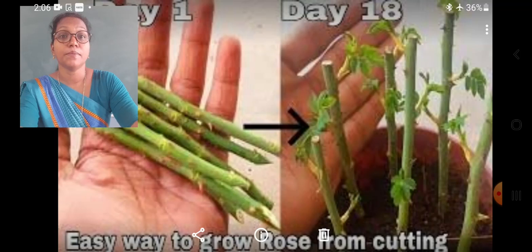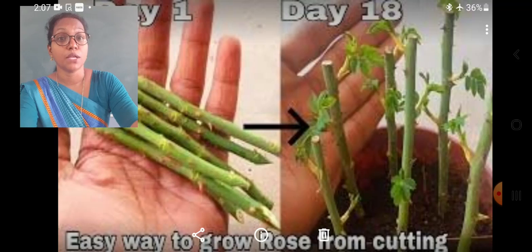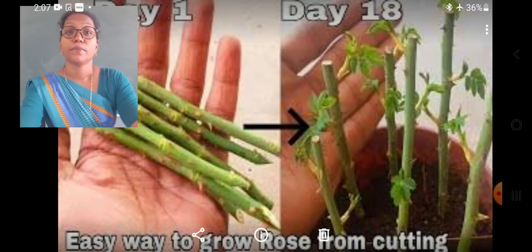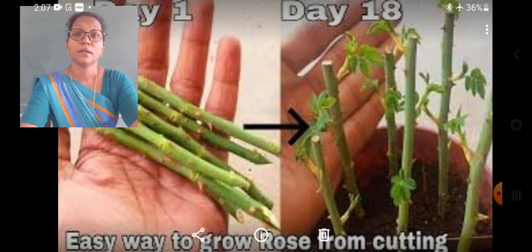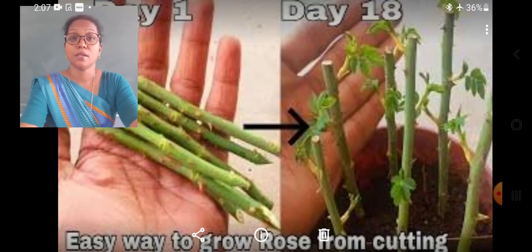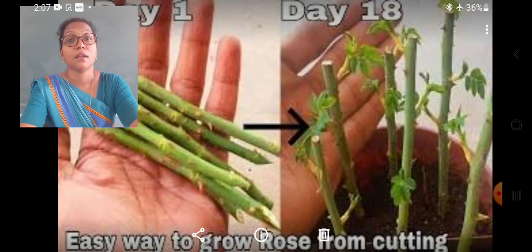On the stem there are nodes. These are the regions where leaves and buds will grow. We can cut the stem of a mature plant with 2 or 3 nodes. This stem is sown in the soil, and watered regularly.